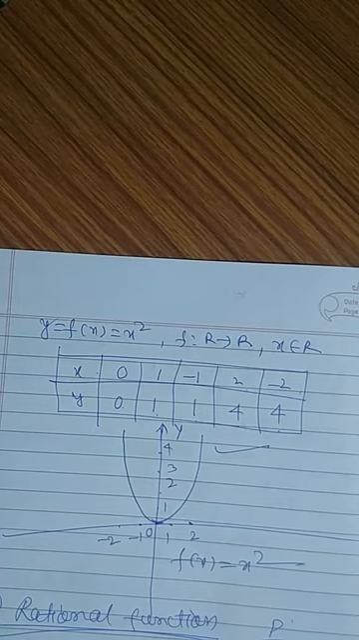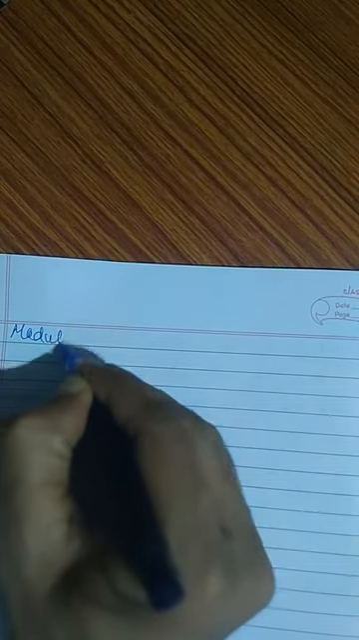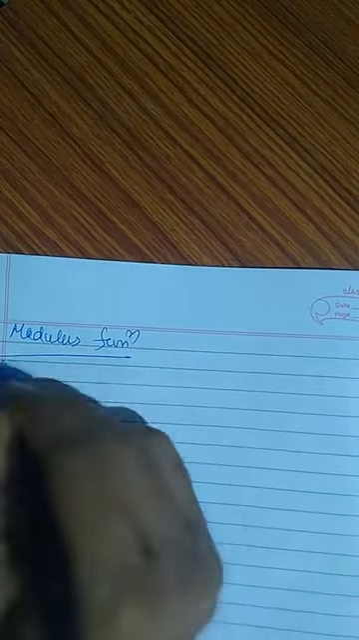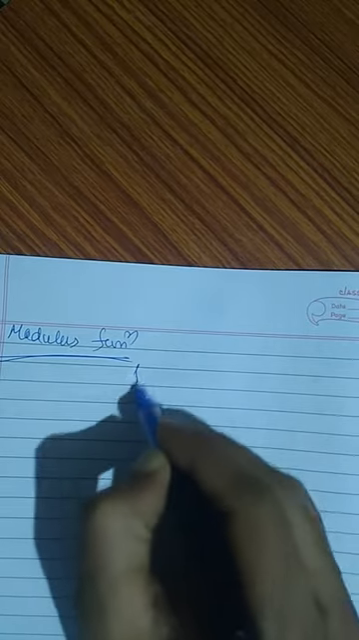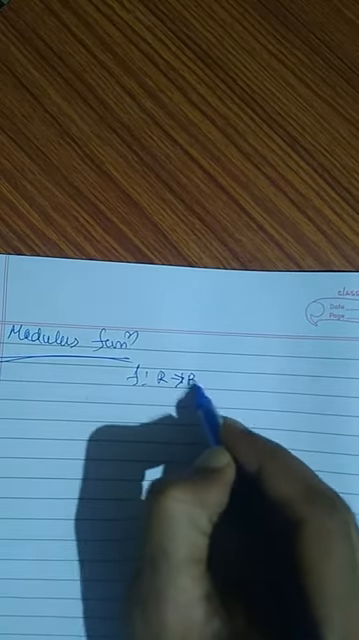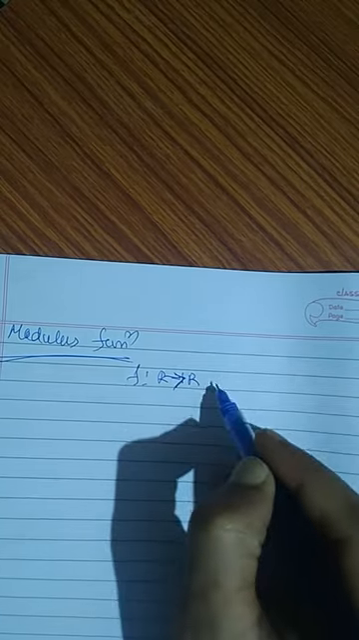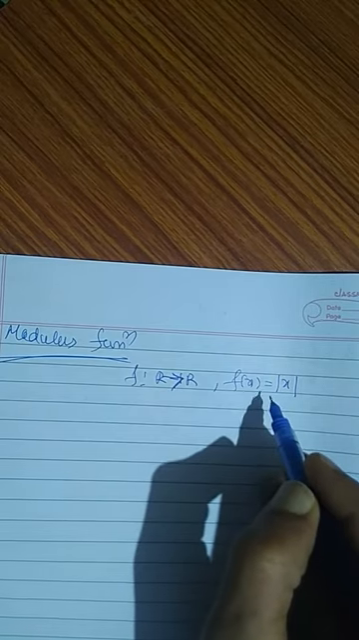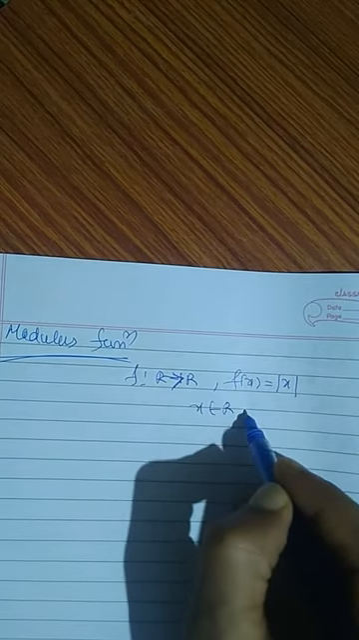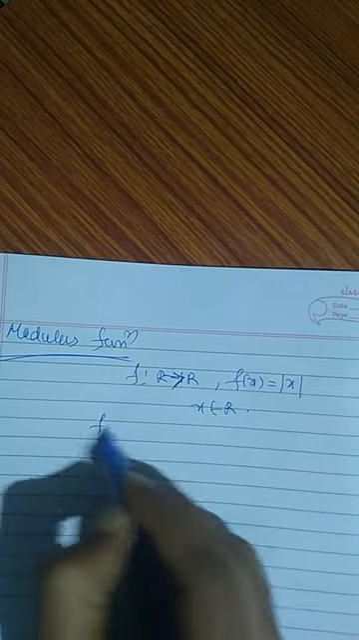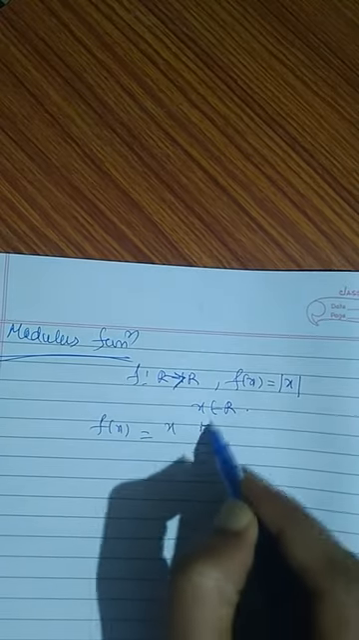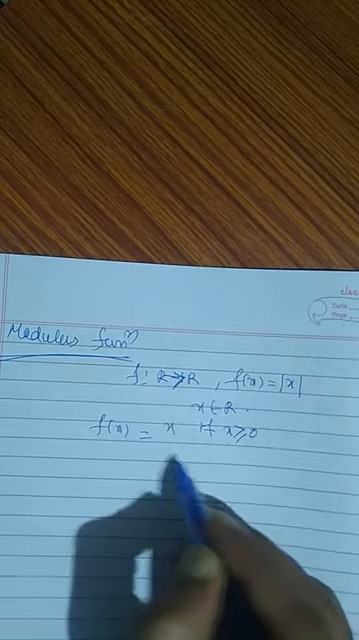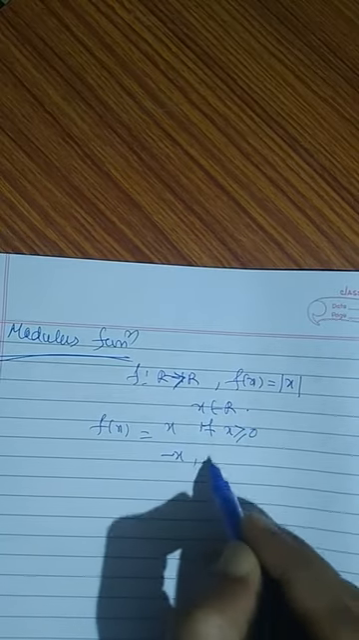Now, what is a modulus function? Modulus function is a function f from R to R, where f of x is equal to modulus x. This function is called modulus function, and x belongs to R. Now you can define f of x is equal to x if x is greater than or equal to 0, and equal to minus x if x is less than 0.